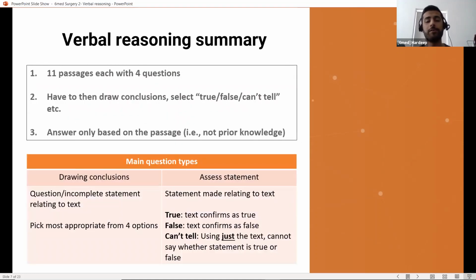So yeah, just as a general summary of the section. As I said, 11 passages, each with 4 questions, therefore a total of 44 questions. And the way they test it, I've tried to summarize at the bottom there. There are 2 main ways in which they do this.